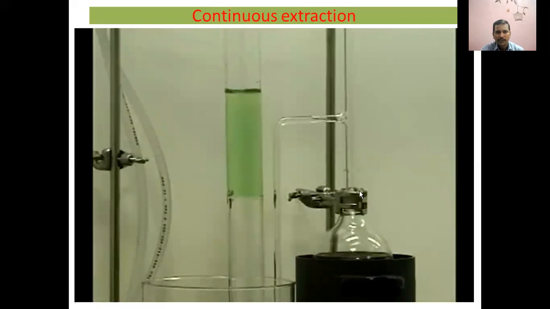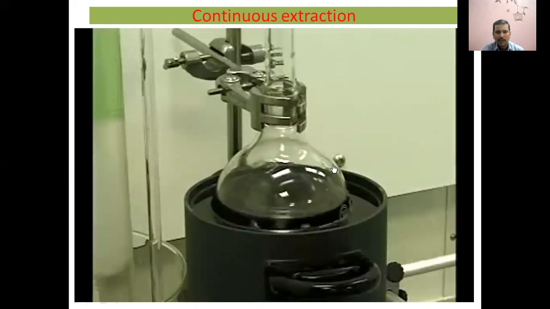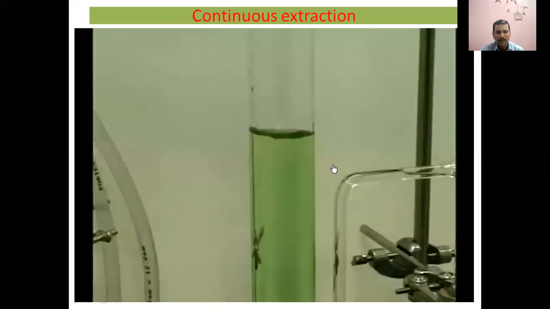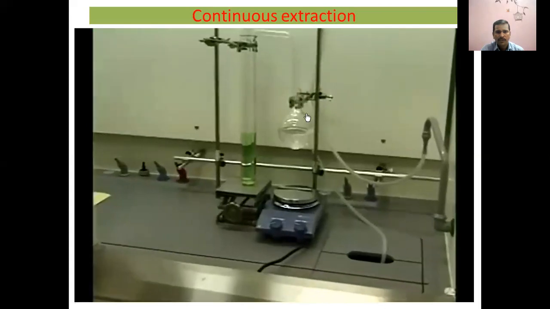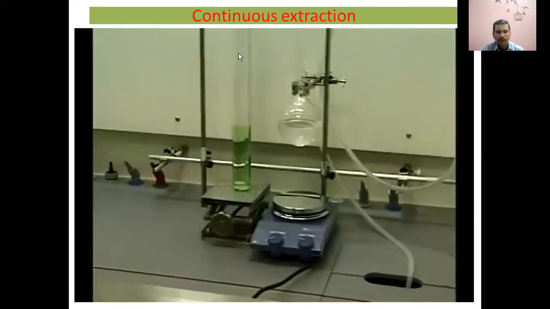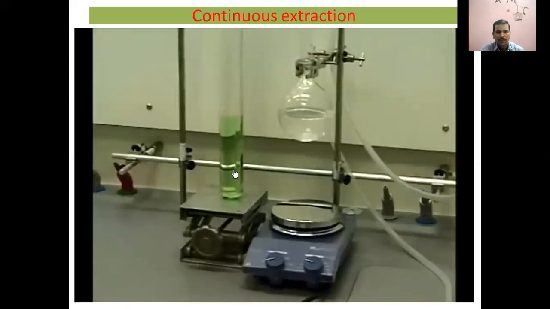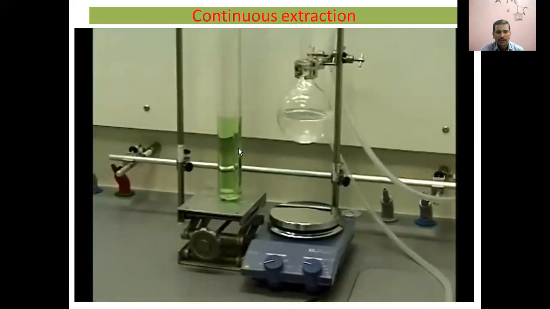So it is heated. The vapors of the organic solvent are going towards the sample tube. Here you can see the vapors are going here and it is coming back to the aqueous sample solution. This is the aqueous sample solution.